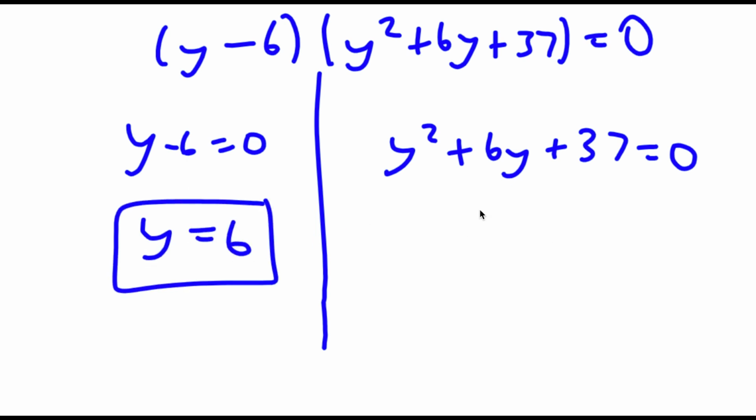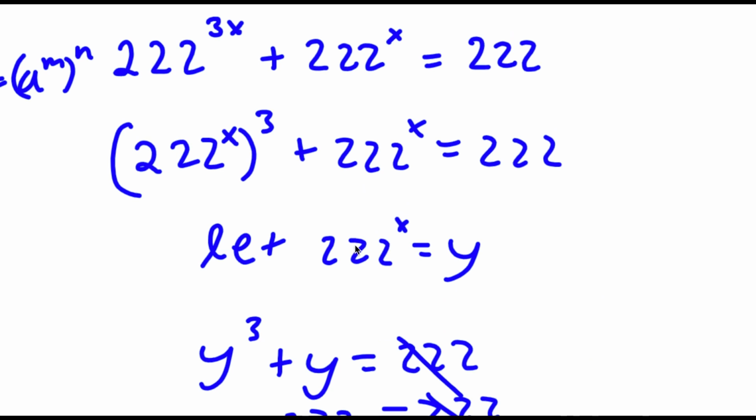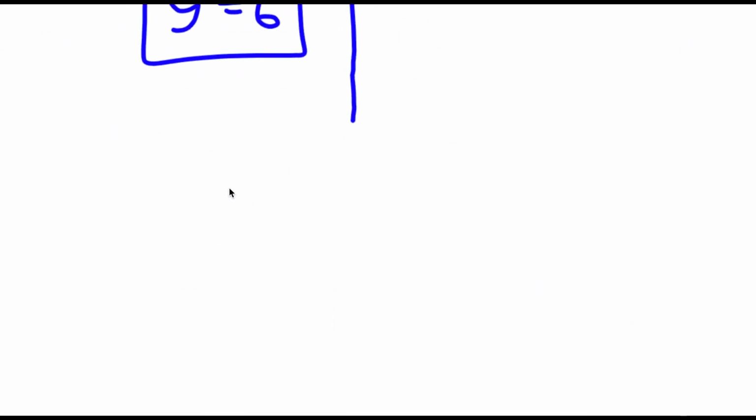And for y squared plus 6y plus 37 equals 0, there's actually no solution, because if you plug this into the quadratic formula, you get the square root of a negative number. So y equals 6 is my only solution for y. And remember how we let 222 to the power of x equal y. This means that 222 to the power of x is equal to 6.